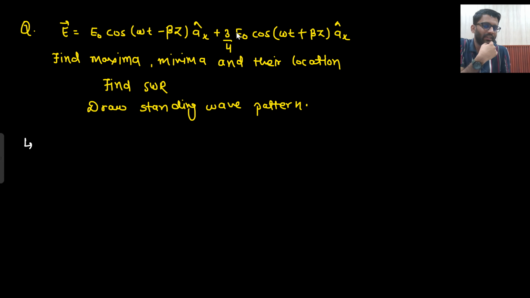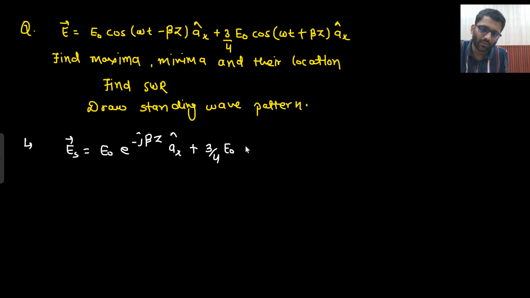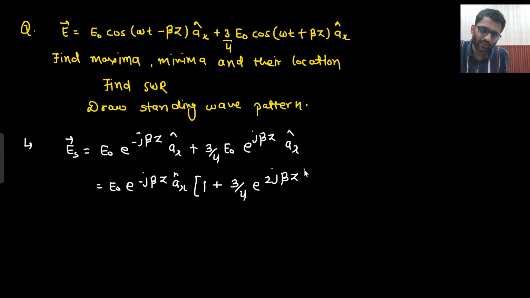Here what is the different thing? 3 by 4 E naught is given. So what I am gonna do, first I am gonna write down the field. That would be E naught e to the power minus j beta z Ex cap plus 3 by 4 E naught e to the power plus j beta z Ex cap, right? So what I am gonna take common, E naught e to the power minus j beta z Ex cap, 1 plus 3 by 4 e to the power 2j beta z. Okay, this is my ES.